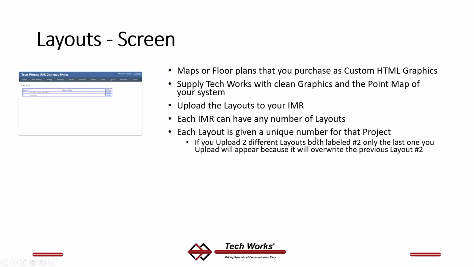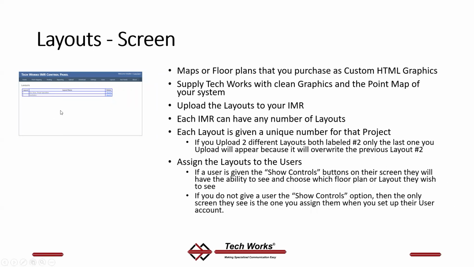Each layout is given a unique number. So within a project like ear, nose, and throat, you might have 4 different plans. They're labeled 1, 2, 3, 4. That's what will appear here. You assign these layouts to users. If the user has that show controls, remember we were looking at that, it's a box you click, if you show controls, it'll list all these different layouts on that person's screen so they can click between them.